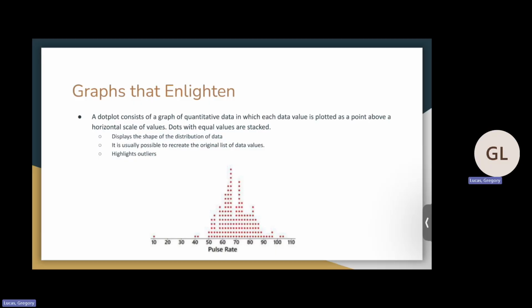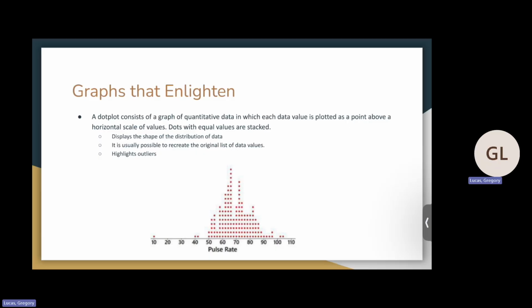So here I have an example of possible pulse rates. So we can see some outliers. A pulse rate of 10 is quite scary. That would be considered an outlier. We can see that we have a dot at 40, maybe a dot at 42. So I could start to recreate those values.